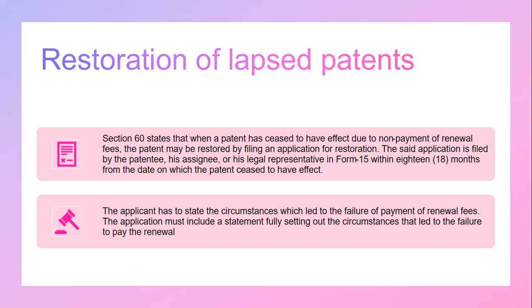The application must include a statement fully setting out the circumstances that led to the failure to pay the renewal fees. So remember this: if you do not pay your renewal fee, your patent will be taken off the register and it is considered a lapsed patent. But if you want to restore it, you can file Form 15 within 18 months from the date on which the patent ceased to have effect. Fill out Form 15 and explain everything, why the renewal fee was not paid. That's how you will restore a lapsed patent under Section 16. So let's move forward.